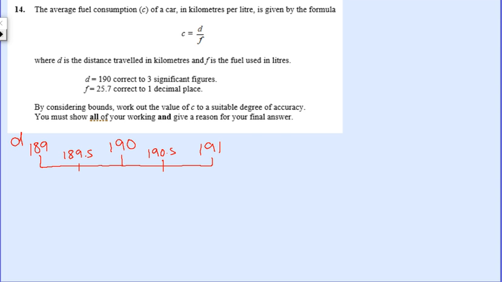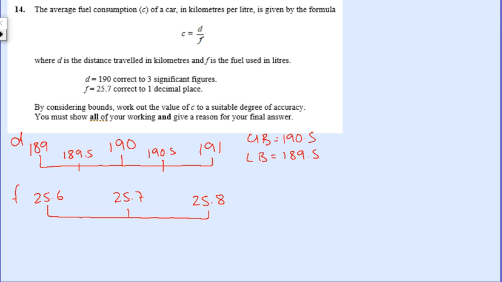And I'm just going to write that next to it. So upper bound is that one. Lower bound is that one. And then I'm going to do the same thing but for F this time. I'm going to put 25.7 in the middle. That's been rounded to one decimal place. So the number down from it is 25.6. The number up from it is 25.8.